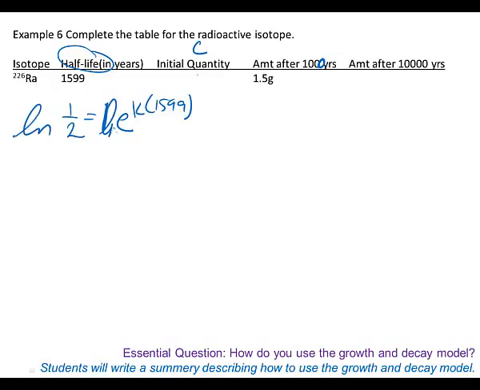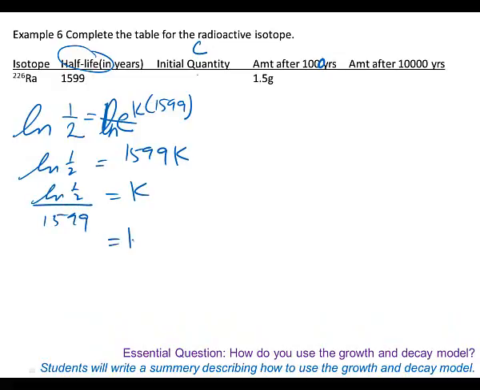How do we get rid of the e? Natural log of both sides. So we've got the natural log of 1/2 equals 1599K. What am I going to do with the 1599 to get it to the other side? Divide it. So natural log of 1/2 divided by 1599. What's that going to equal? 433. Good.